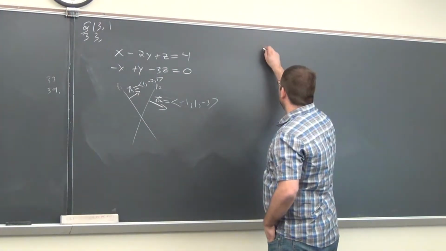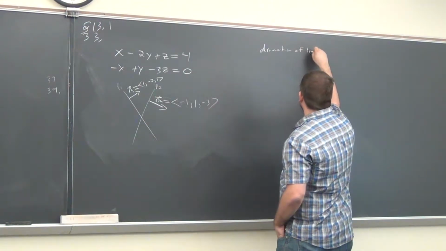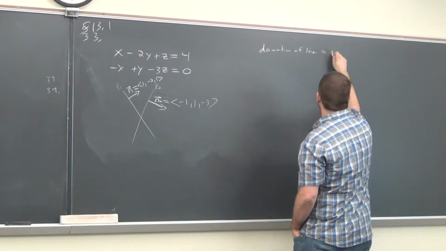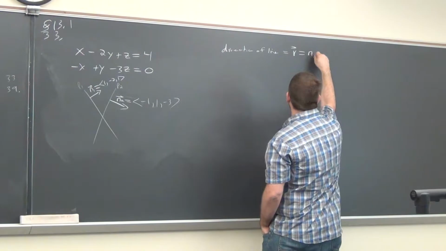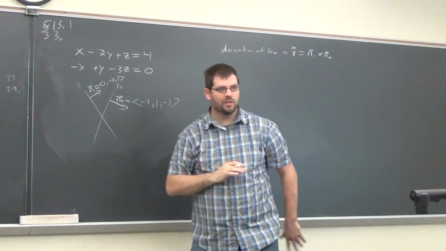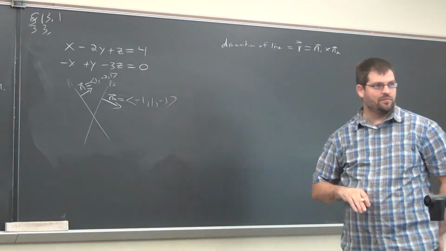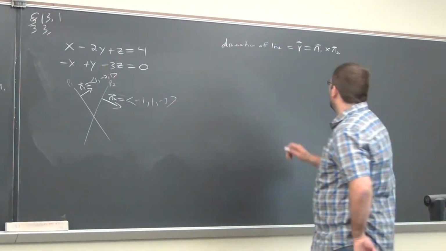So I'll call the direction of the line v bar, and I'll get n1 cross n2, or n2 cross n1, it doesn't make a difference. One of them will point this way, one will point in, out or in.